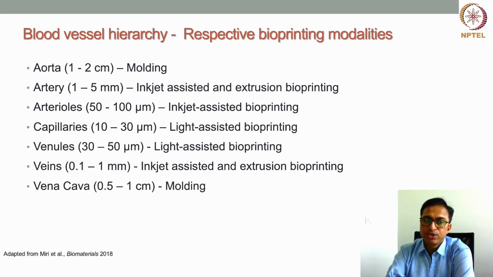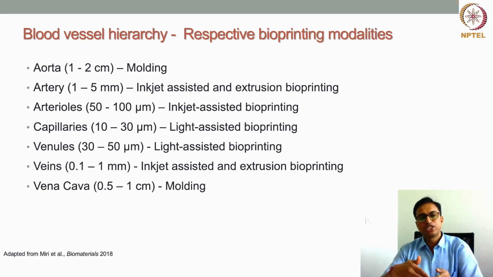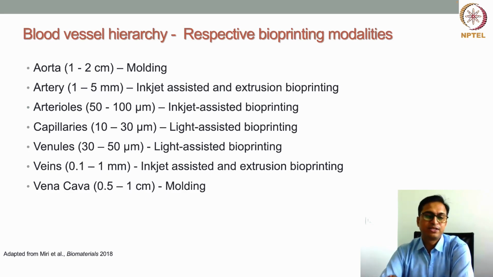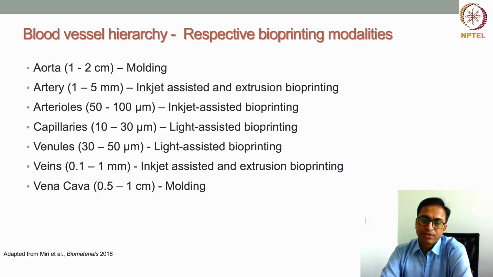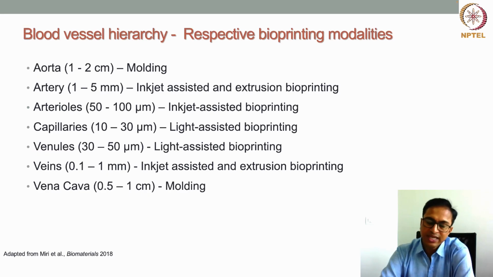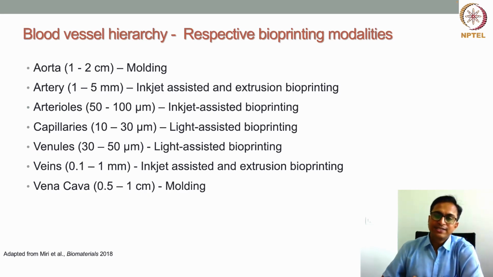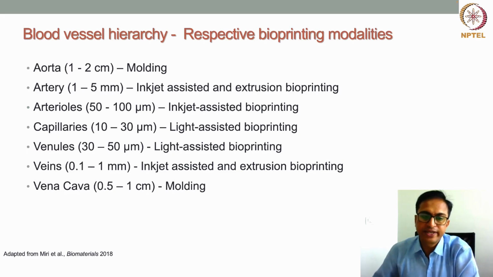The next is the venules, where, as I discussed earlier, the capillaries reunite and then they drain the blood to the venules. So venules have a typical lumen diameter of 30 to 50 micron. So this also can be very well printed with laser assisted or light assisted bioprinting because of this high resolution. And then the veins, where the diameter is typically 0.1 to 1 mm. So this can be very well printed, again with inkjet assisted and extrusion based bioprinting techniques.